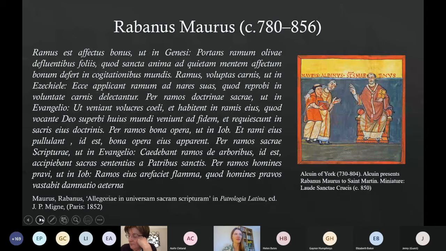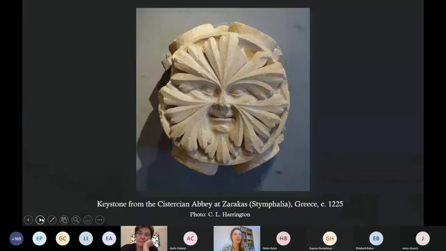So, figural bosses analogous to the Collège de Cluny keystone were carved as far away as what is now modern-day Greece. And this is the last one. So this survival was excavated from the site of the Frankish Cistercian monastery of Zarakas, Stymphalia, in the Greek Peloponnese. Built during the early 13th century, it predates the Collège de Cluny keystone by about 40 years.